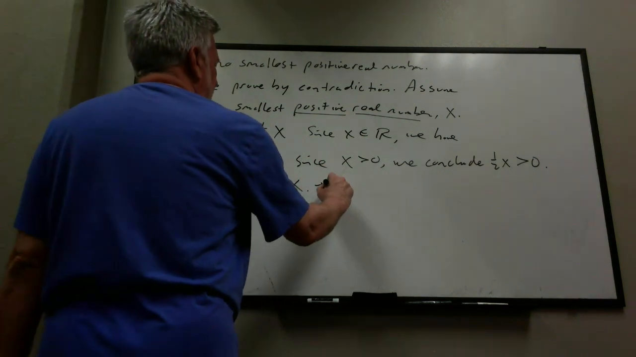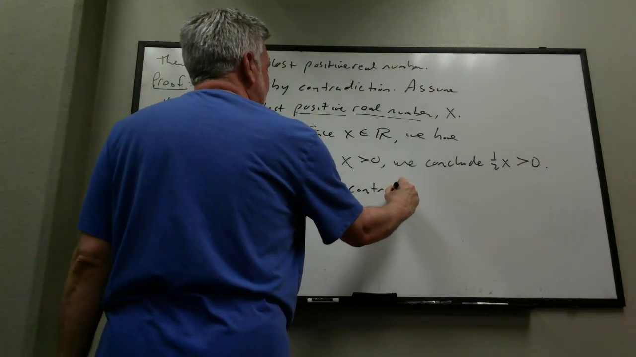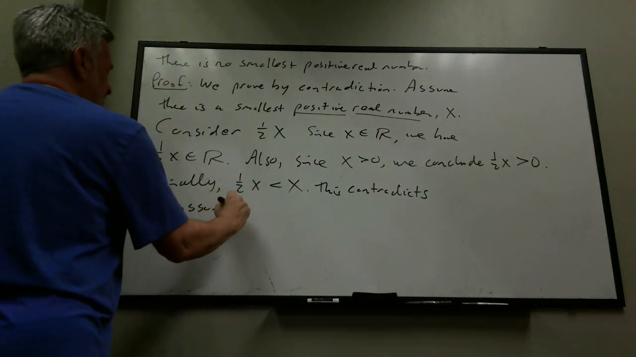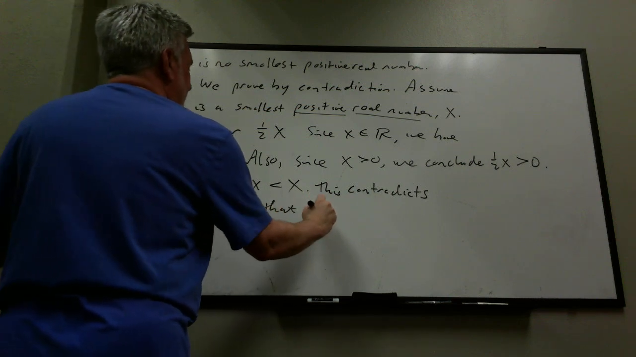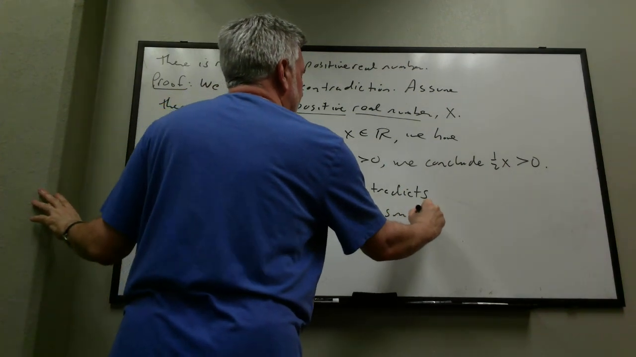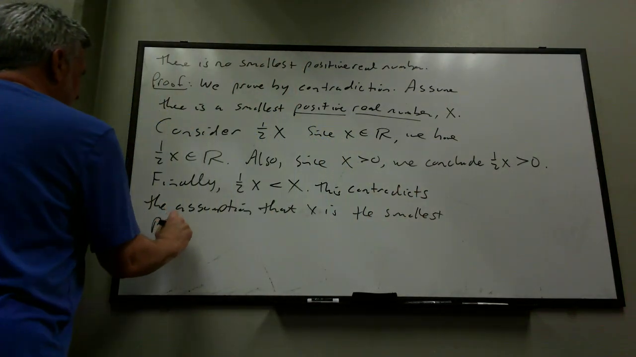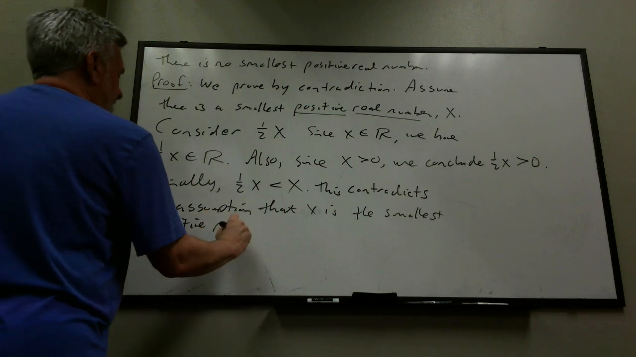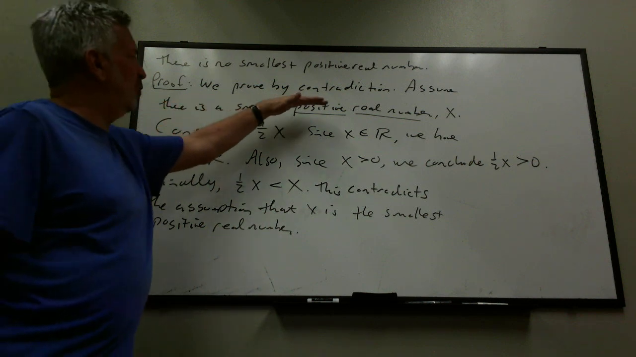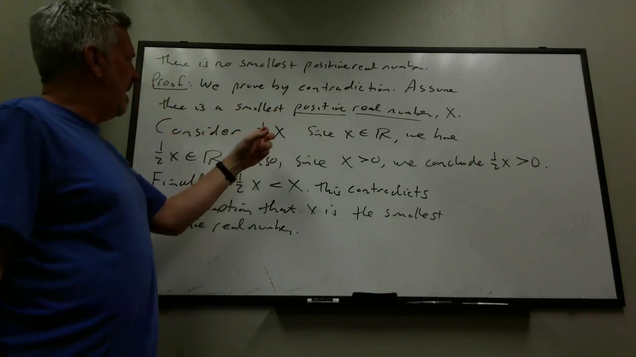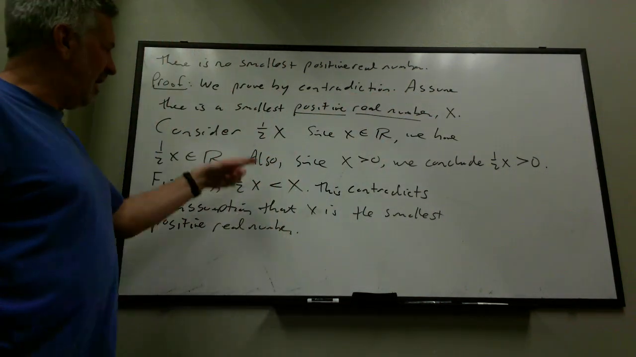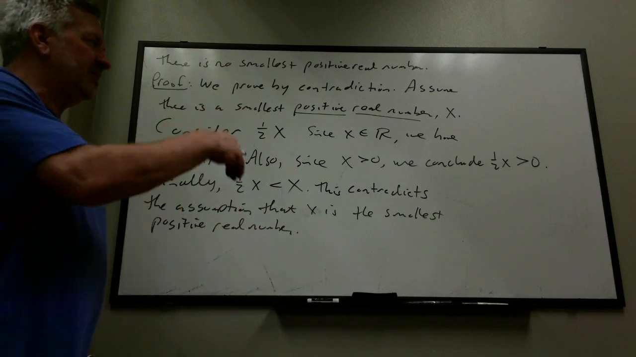Okay, so what do we have? This contradicts, I'm stating the actual contradiction, the assumption that x is the smallest positive real number. Okay, so I assumed there was a smallest positive real number, x. I created another positive real number that's smaller than x, so that contradicts the fact that x is the smallest, because I found something smaller.